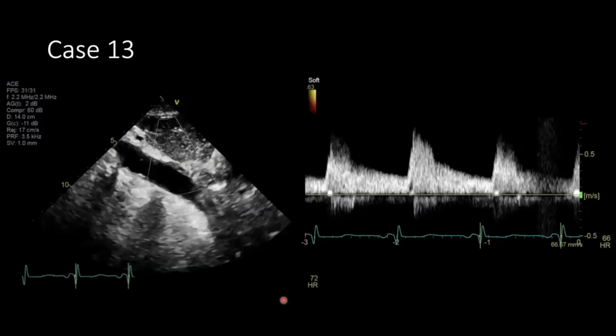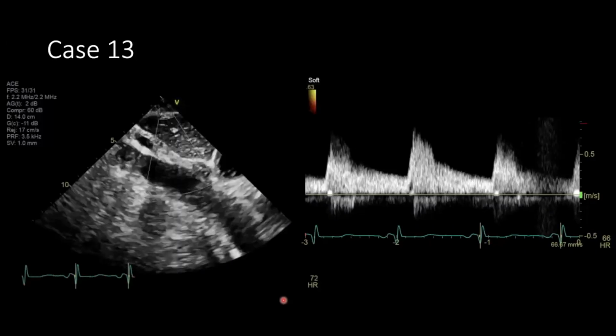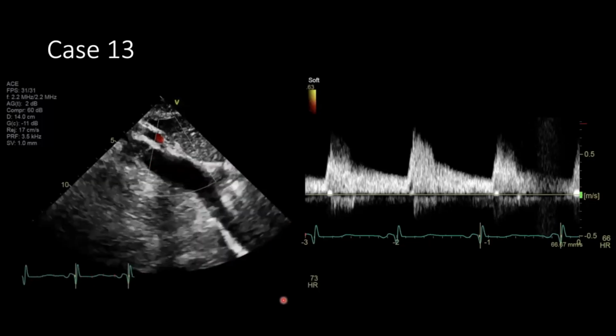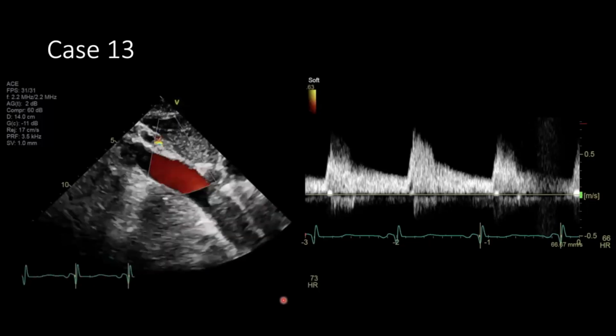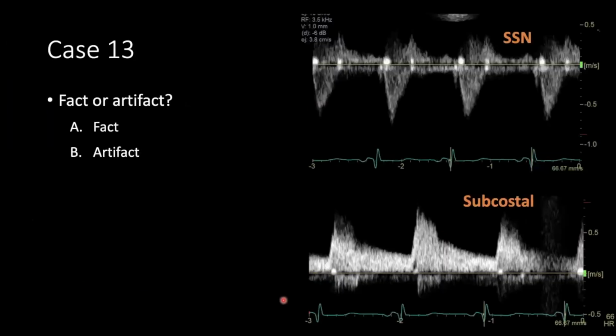Now, obviously, I'm not giving you a lot of views, and you would have more information in practice. But in the interest of our learning, this is the information that I'm presenting. The spectral Doppler is clearly quite different between the two views. So how can you explain this difference in the spectral profile between the suprasternal view and the subcostal view? Is it real or is it an artifact? And I think more importantly, the next question: what do you think is going on here?